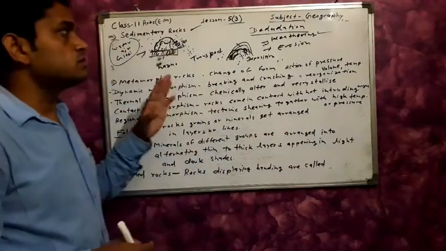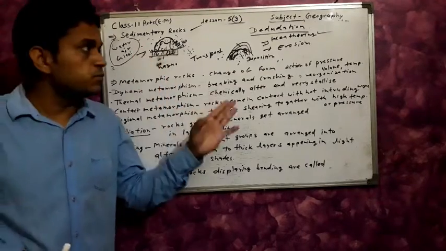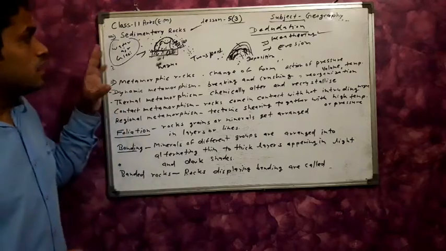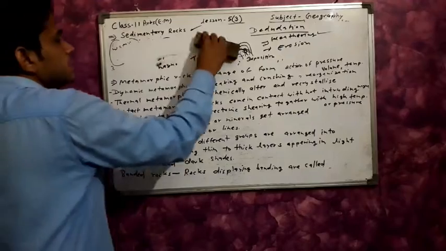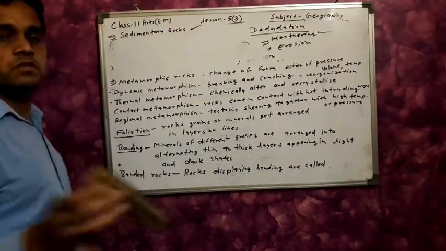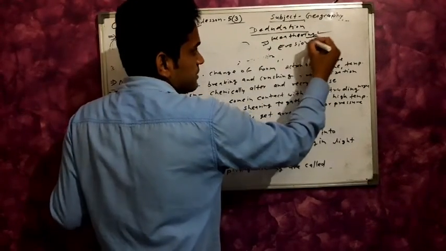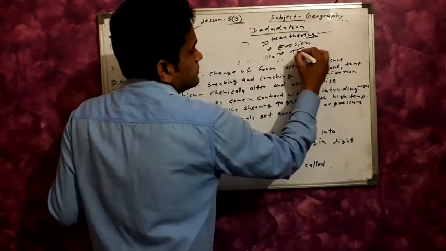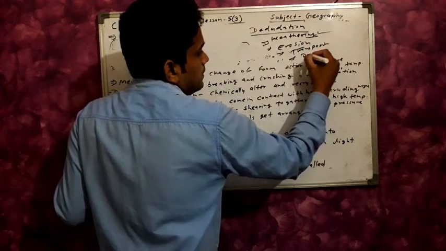So the process of formation of sedimentary rocks is firstly weathering, then erosion, then transport, and then deposition. The whole process forms sedimentary rocks. Let us recall once more: there are four processes. First weathering, then erosion, then the third process is transport, and after that deposition.